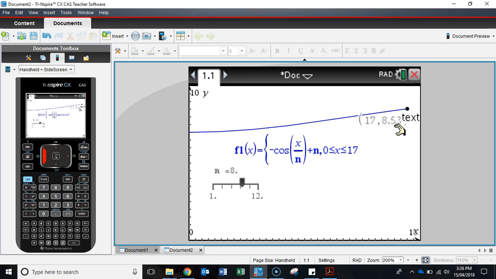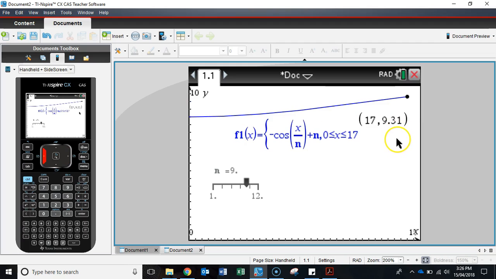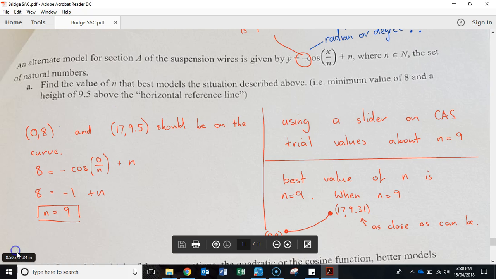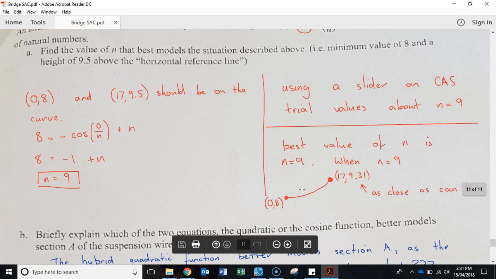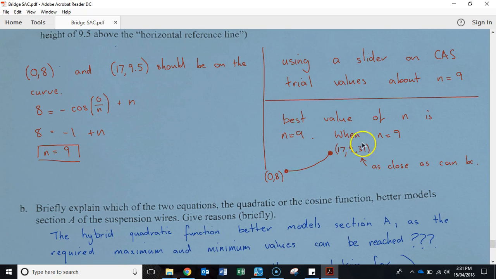If we go to 10, we see that that value then has exceeded 9.5. So really, we can see that the best value to choose for the model is n equals 9. So just writing that in there. So the best value for n is when n equals 9, and we have this situation that we have 0.8 here and 17, 9.31. So it's as close as we can get.